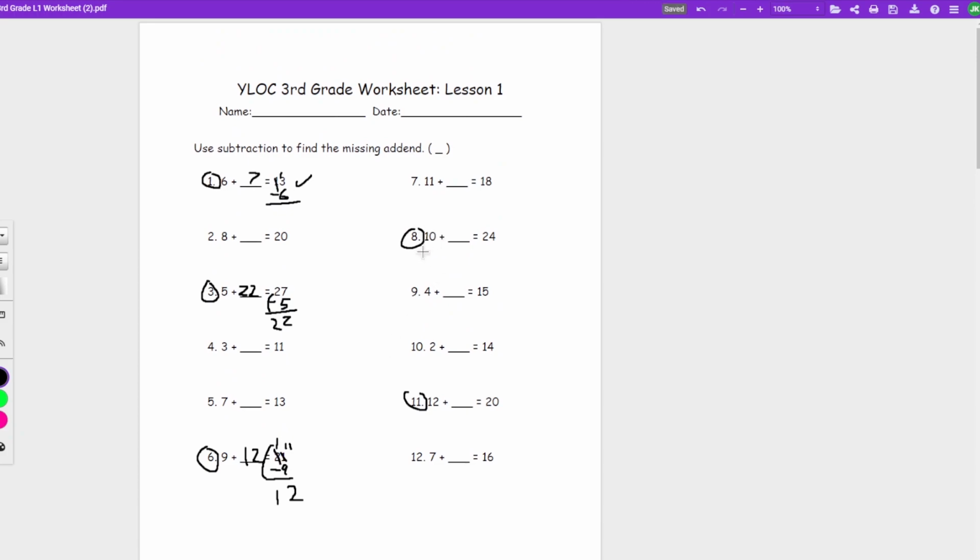Now, number 8, I'm going to subtract 10 from 24. Oops, sorry, 10 from 24. Now, 4 minus 0, that's just 4. So we're going to keep this number as a 4. But 2 minus 1, that's 1. And if we read our number, it says 14. And I'm going to check my answer. 14 plus 10, 14, 15, 16, 17, 18, 19, 20, 21, 22, 23, 24.